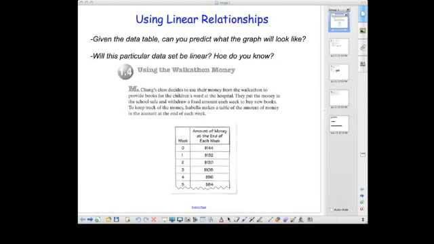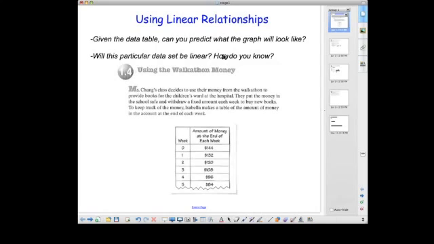Hi guys, so today we're talking about using linear relationships within the data set. So given the data table, can we predict what the graph is going to look like? And will this particular data set be linear? How do you know?